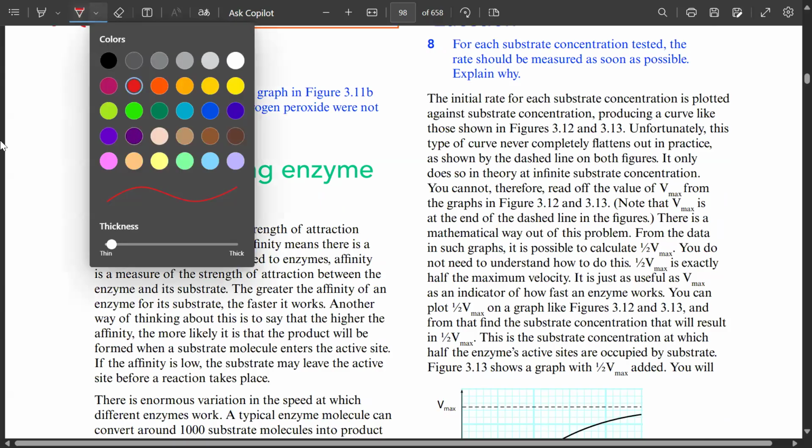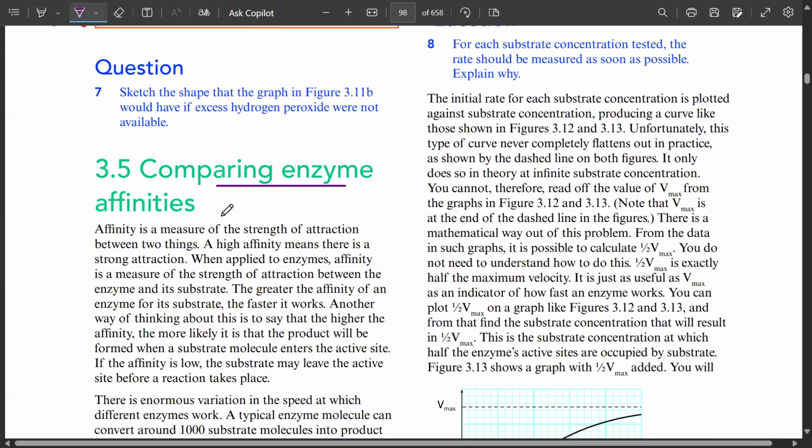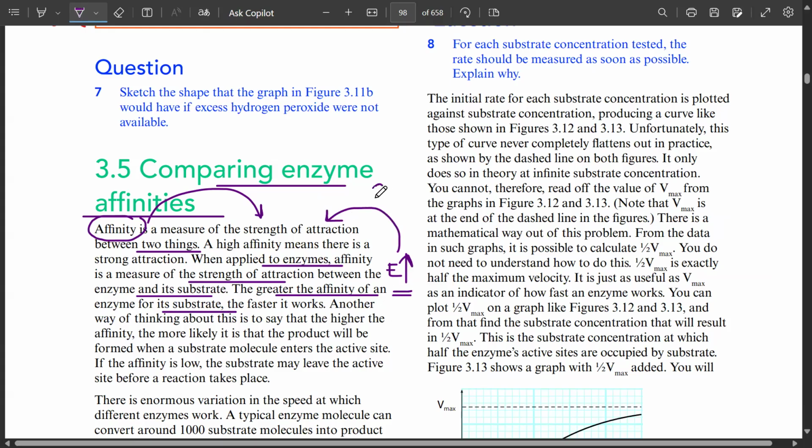So now we are going to compare the different enzyme affinities. Affinity means ability, the measure of the strength of attraction between two things. A high affinity means that there is a strong attraction, and when applied to enzymes, affinity is a measure of the strength of attraction between the enzyme and its substrate. The greater the affinity of an enzyme for its substrate, the faster it would work. जितनी ज़्यादा एक enzyme की affinity होगी, the more the affinity of an enzyme. What is affinity? Strength of attraction to the substrate.